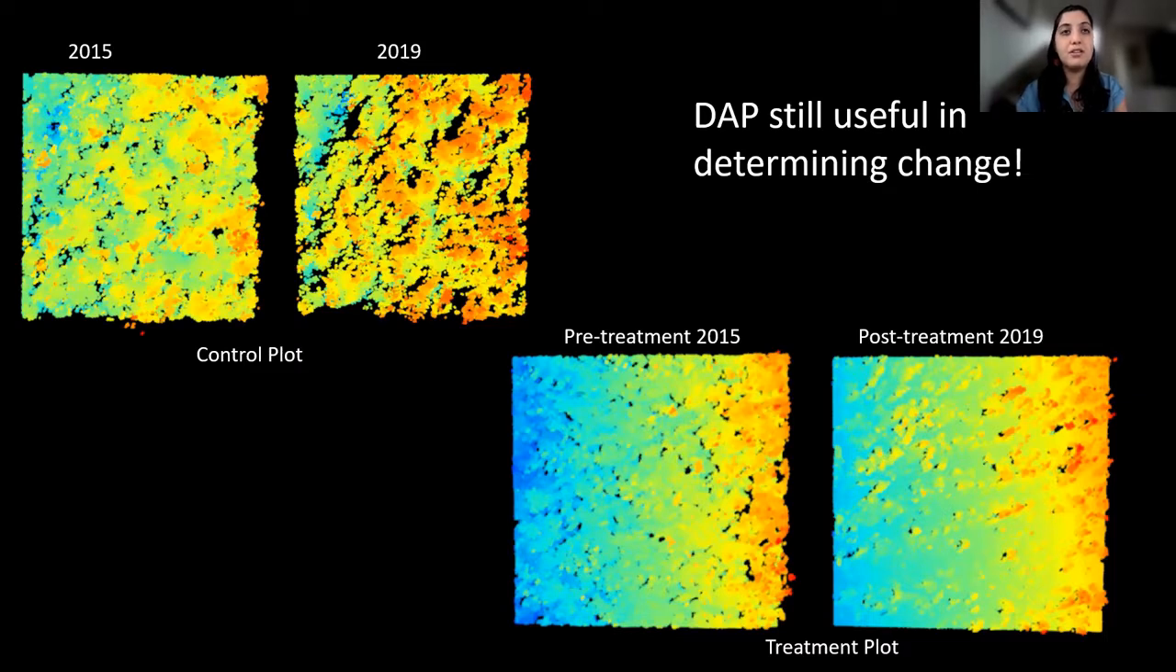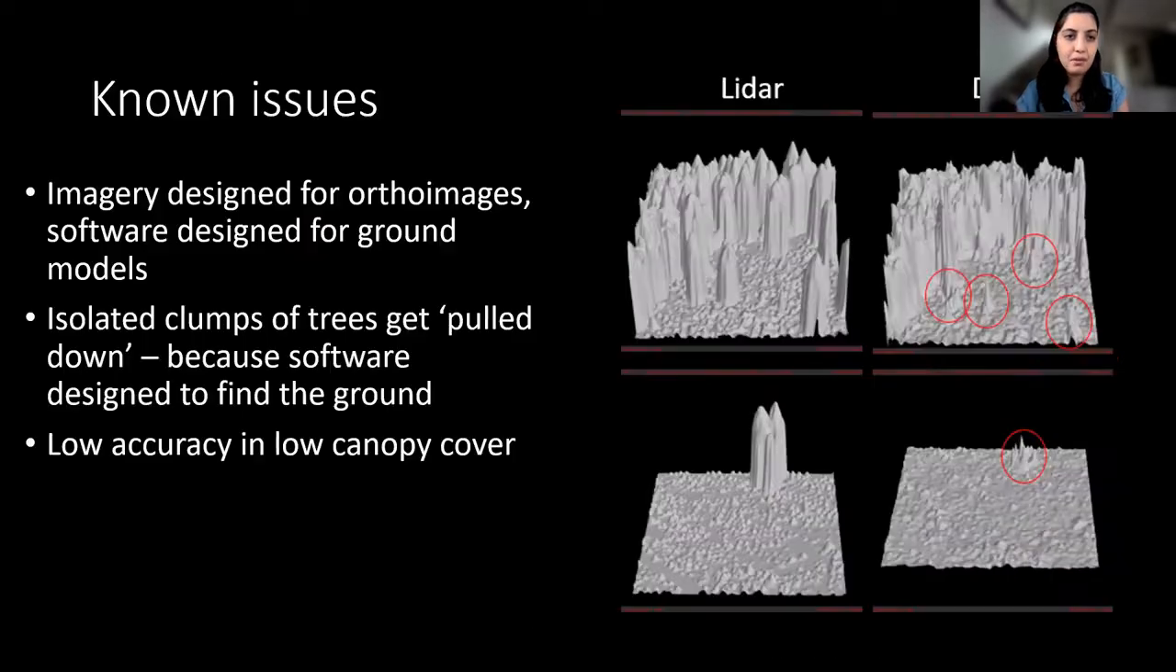However, if you look at the treatment plot here in the bottom right-hand corner, you can see that there has been some thinning. There aren't as many trees as there were previously. So, again, with a quick visual check, you can determine change. The matter is, if you're trying to look at it at a really fine scale, you might get different answers.